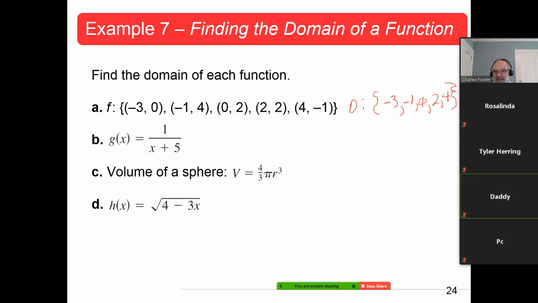Any questions on A? Okay, I want you to tell me if there are any issues with G. Anybody? What can x not be?